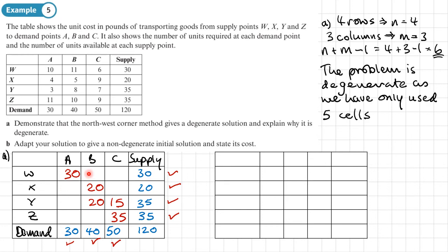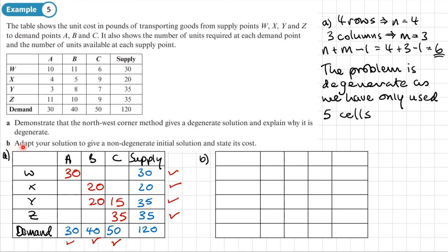Since this is a 3x4 table that we have here, we've got 4 rows, n is 4, 3 columns, m is 3, and using that rule, m plus n minus 1, 4 plus 3 minus 1 is 6. We've only used 1, 2, 3, 4, 5 of those cells. So the problem is degenerate because of this rule here. And later on, as I said, when we use something called the stepping stone method, it requires us to be able to move across and down, not diagonally.